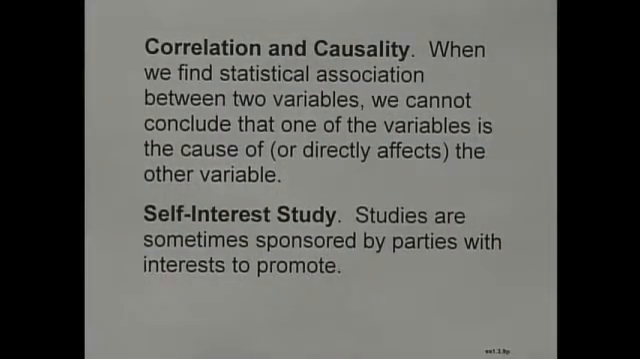Another thing we could take a look at is correlation and causality. And that says that when we find statistical association between 2 variables, we cannot conclude that one of the variables is the cause of or directly affects the other variable. This is actually rather a technical issue. It'll come up in great detail in a later chapter, so we're not going to talk about it too much here. But what I do want to say is just because there's some kind of relationship between data doesn't mean that one causes the other or has some particular effect on the other.